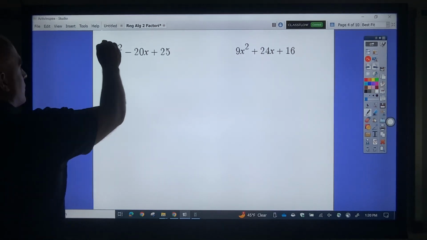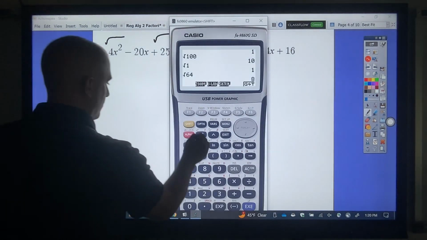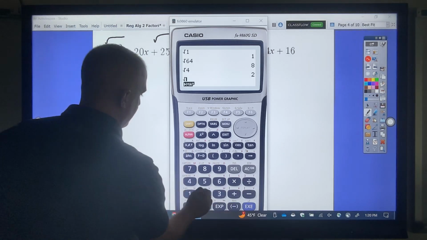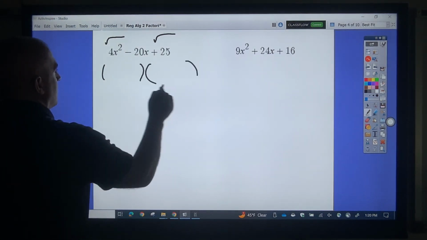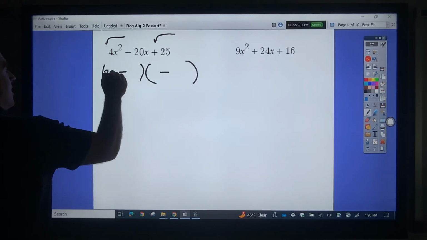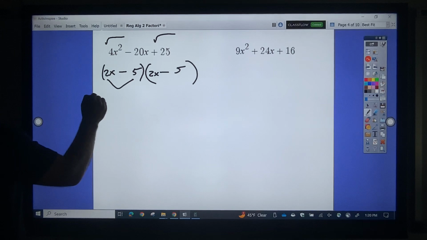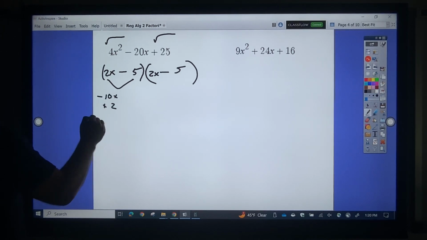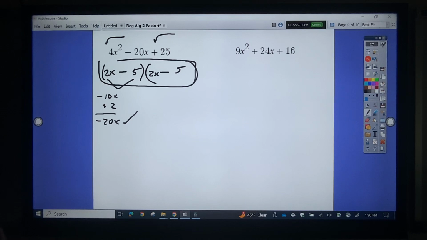Okay, all right, so square root of 4, square root of 25. Okay, let's see. Square root of 4, square root of 25. All right, potential there, okay? All right, match the sign in the middle. That's 2x, 2x. Square root of that was 5 and 5. Multiply these, that's negative 10x times 2, negative 20x. Good, I'm done.